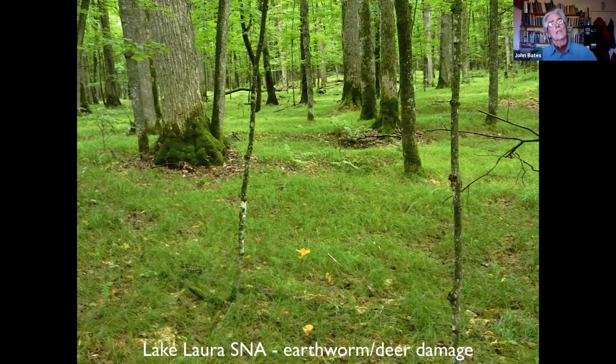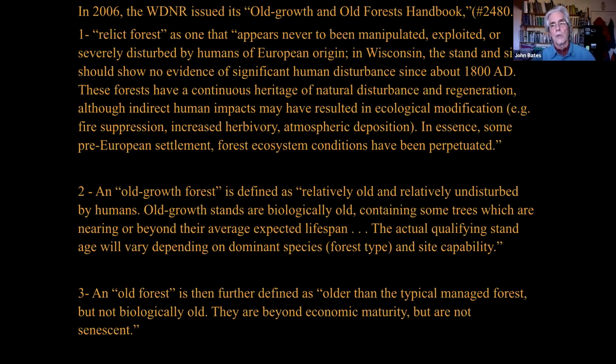The Wisconsin DNR issued a handbook on old growth and old forest in 2006. It's difficult to find, but there's the number if you want to call the DNR and see if you can get a hold of it. There's a lot of fabulous information in it. A number of people who may be listening in on this broadcast helped to write it. They differentiated three different categories of old growth in Wisconsin. One is called relic forest, which appears to have never been manipulated, exploited, or severely disturbed.